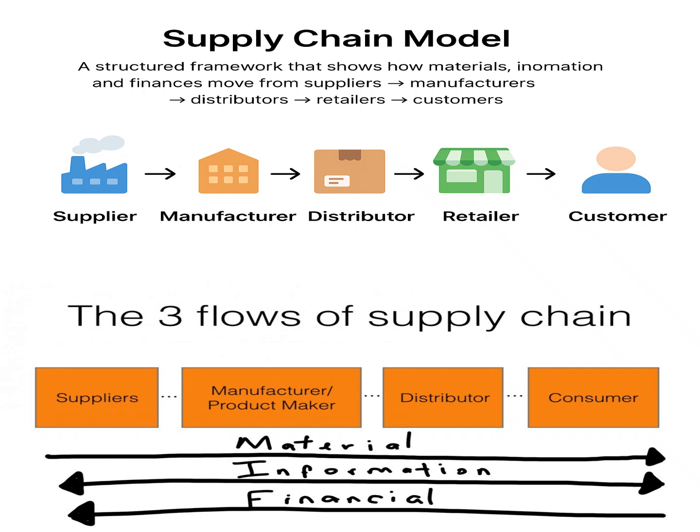A supply chain model is a structured framework that shows how materials, information, and finances move among different stakeholders, suppliers, manufacturers, distributors, retailers and customers. These models help organizations design, manage, and optimize their supply chains for efficiency, resilience, and competitiveness.